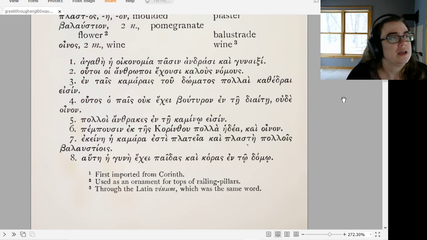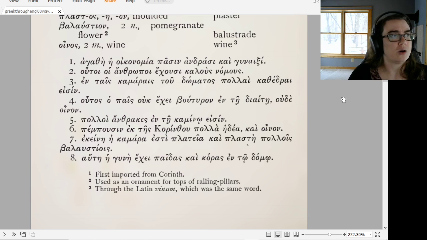All right, so agathe he oikonomia pasin andrasi kai gunaiksi. The good economy, the good household management. Oh, okay, I see what we're doing here. We have omitted the verb to be, and because we have placed the adjective outside of the article noun pairing, we are to use the adjective in the predicate, meaning the second part of the sentence. So, household management is good for all men and women. Good moral lesson for you today.